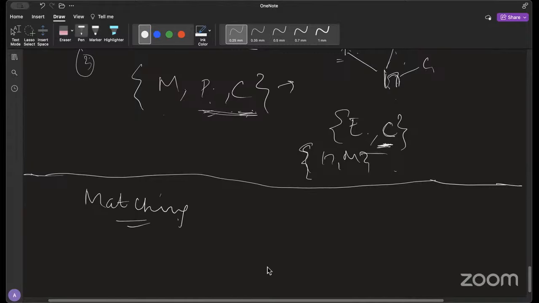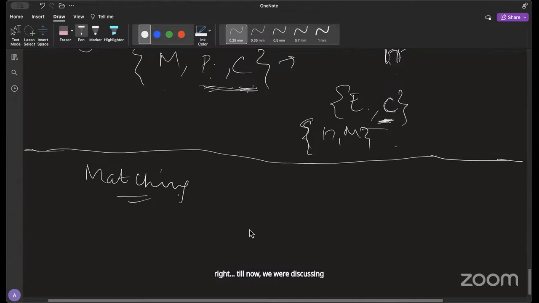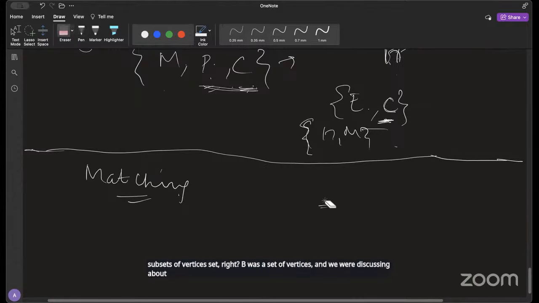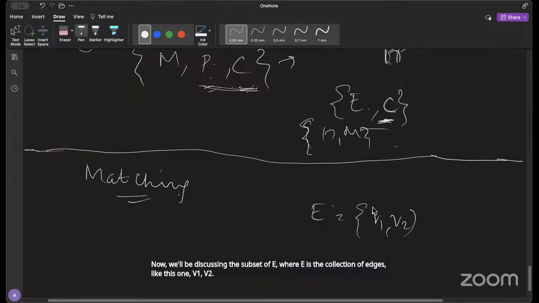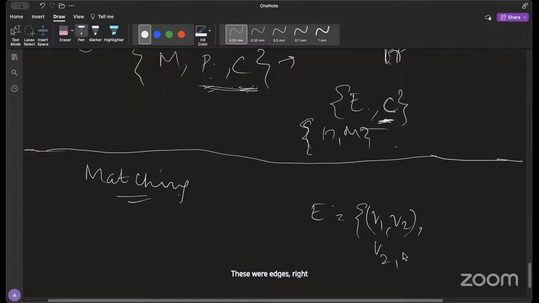So right till now we were discussing the subsets of the vertex set, V. Now we'll be discussing the subset of E, where E is the collection of edges, like V1, V2. These were edges, right? So this is your set of edges in a graph.